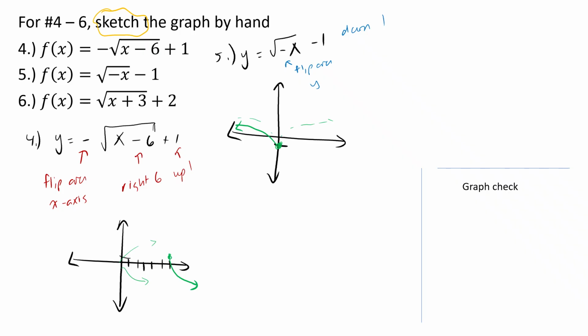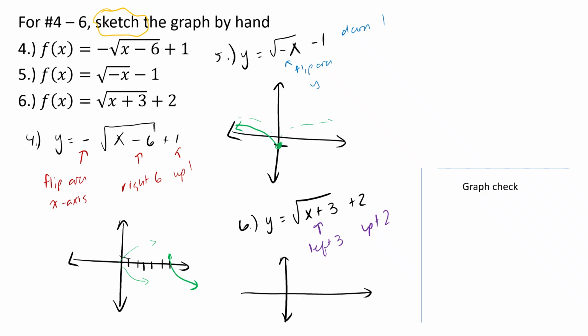So something like that. And last but not least, we have this one, number 6 here. This is maybe the most straightforward of them. So it's going to be left 3 and up 2. I don't know why I put a plus sign there. No idea. So left 3, up 2. So 1, 2, 3, up 2.